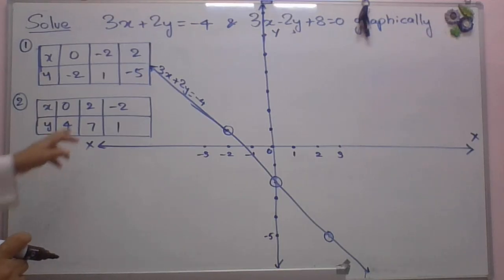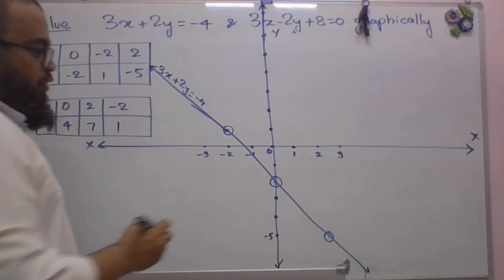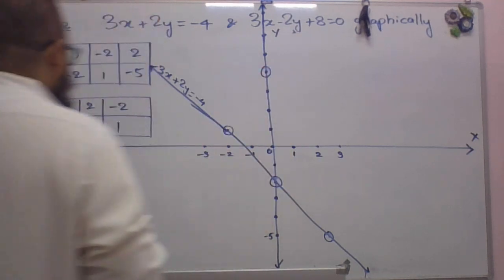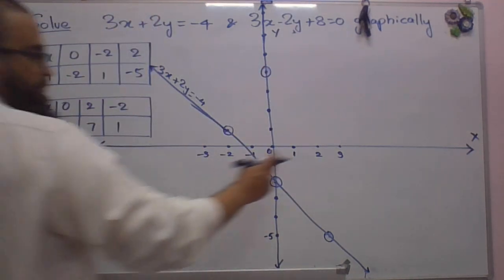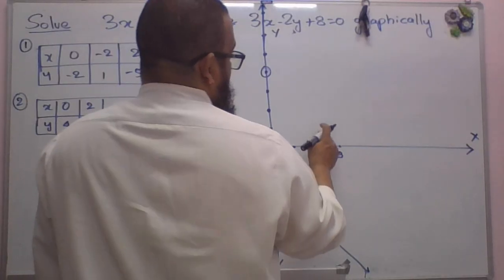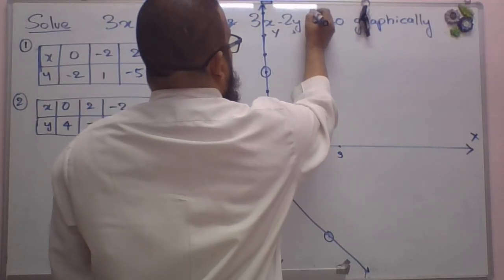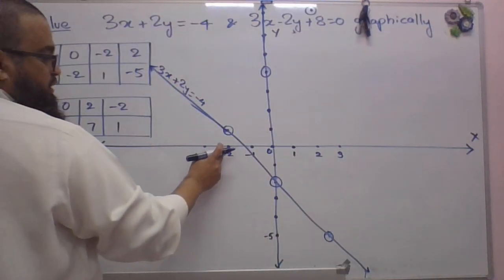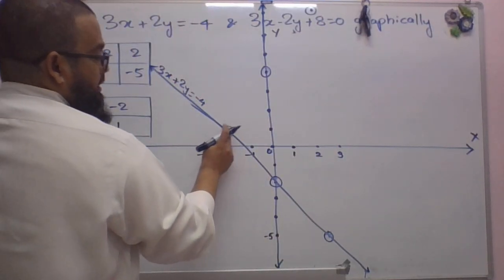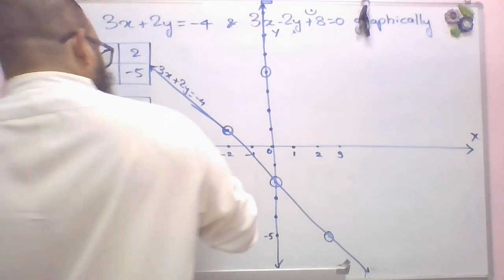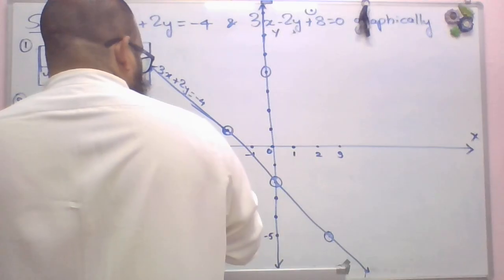Now let us see the second one. 0 comma 4. 0 comma 1, 2, 3, 4. So this is the point. And 2 comma 7, and here is the point. After that, minus 2 comma 1. Minus 2 is here and 1 is over here, right? So this is the point. Now you would have understood.